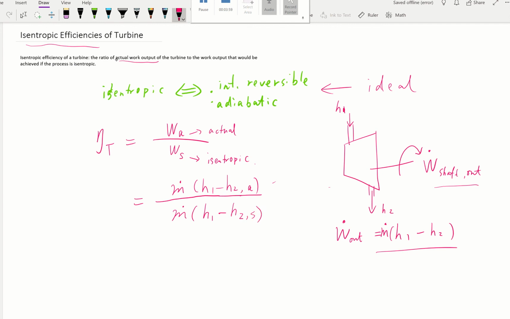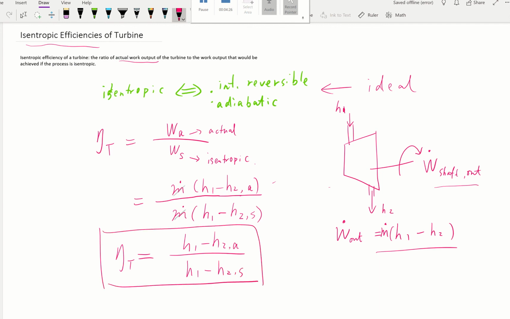Okay, so knowing that, we can go ahead and cancel our mass flow rate. Then we get our equation for eta T, which is the isentropic efficiency equation. That will be eta T equal to H1 minus H2 for the actual situation, over H1 minus H2S for the isentropic situation. Now here we go. We have the equation for the isentropic efficiency of a turbine. Okay, so that's the end of the discussion for this one.